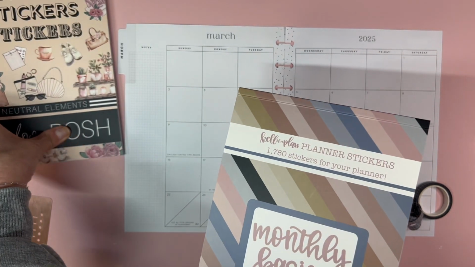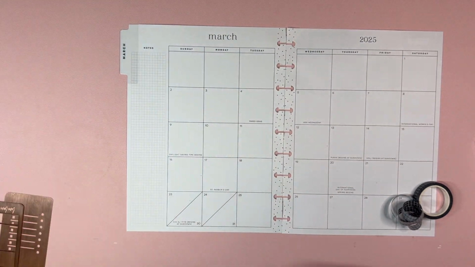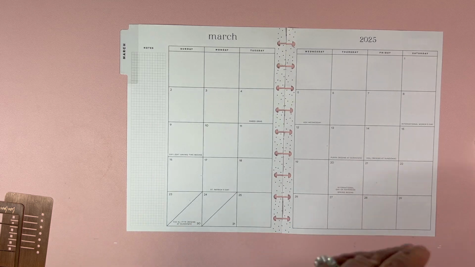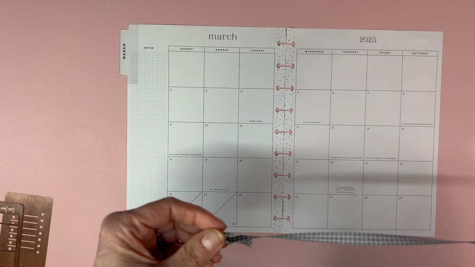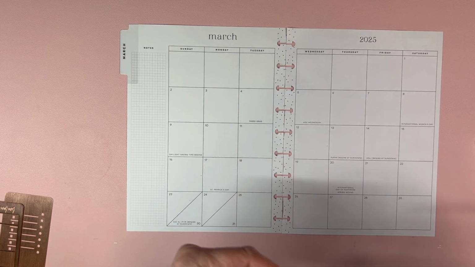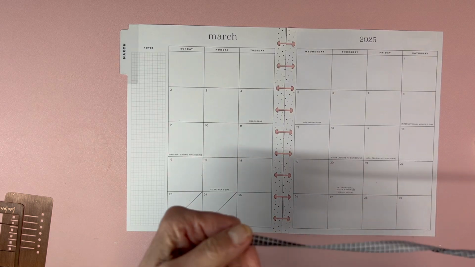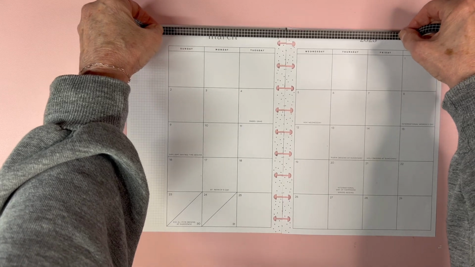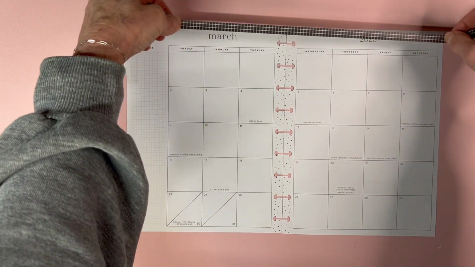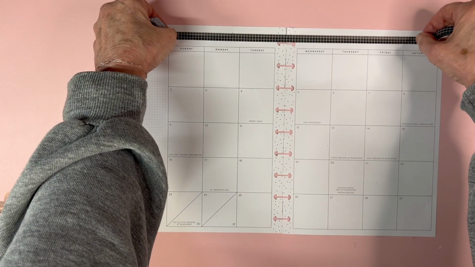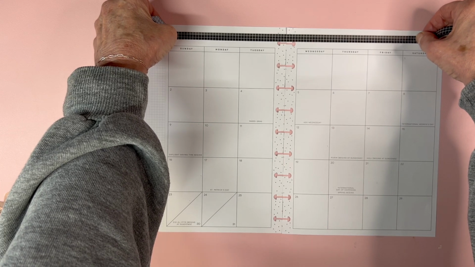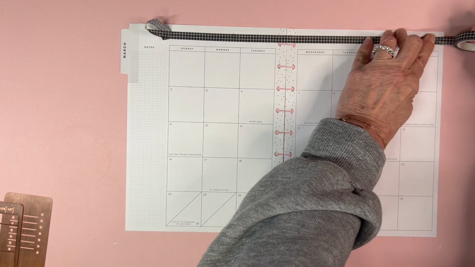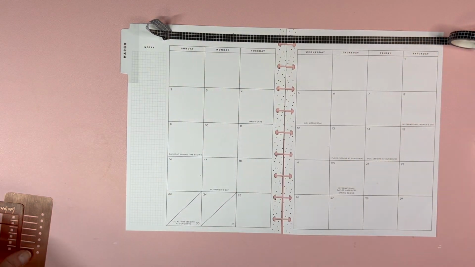Okay, so let's go ahead and, let's just try this again. Let's start with this washi, and I'm just going to take it and cover up the date and the month, because I'll use something else for that.